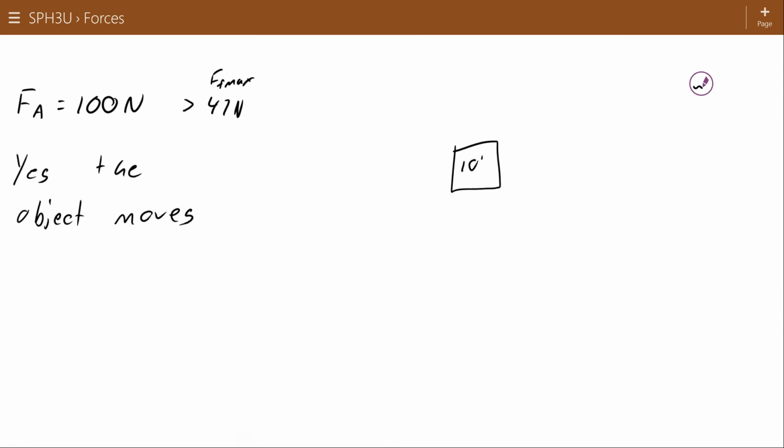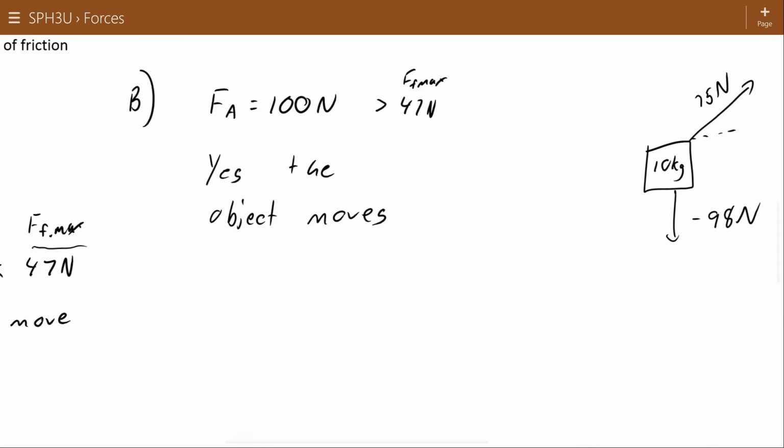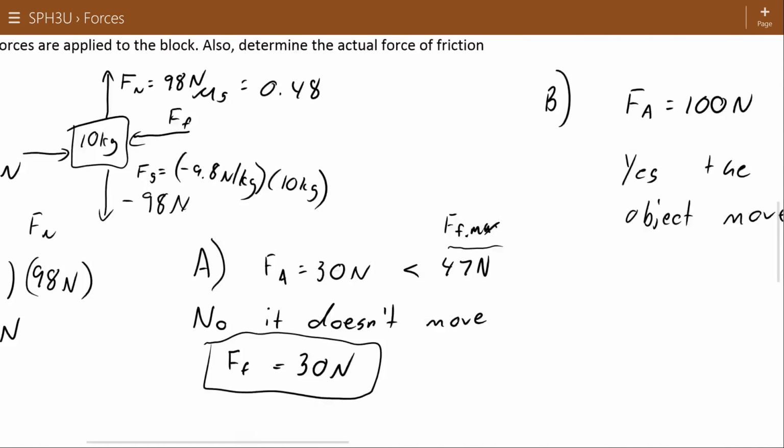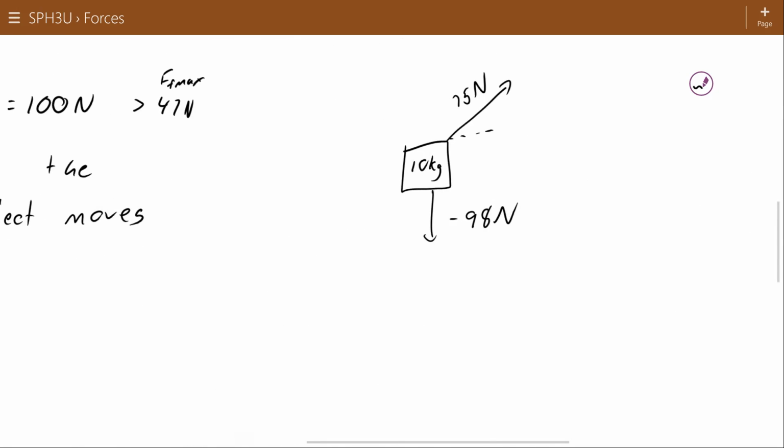So here's our 10 kilogram object. The force of gravity isn't going to change at negative 98 newtons. But this time it's kind of like you're pulling up. So some of that force of gravity is going to be supported by the applied force. 75 newtons. What angle did I make it? 30 degrees. This is going to balance against gravity, this section here, the Y part. And this is going to be the force that's trying to make this object move.